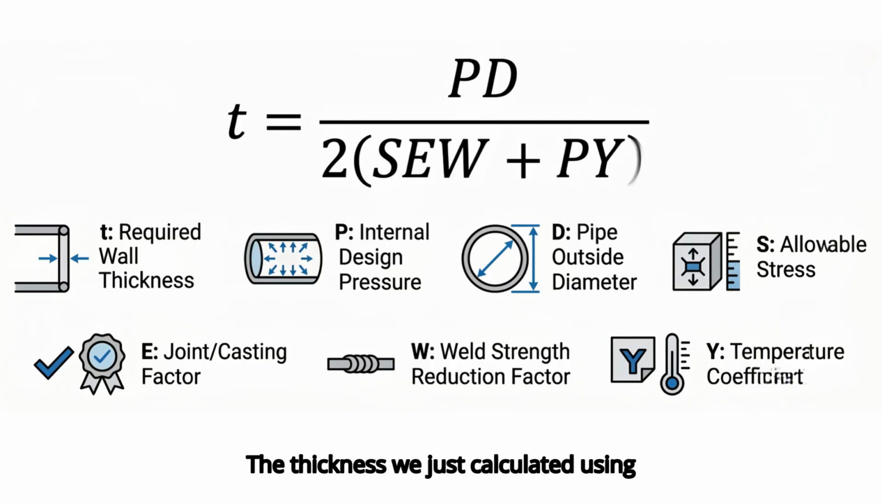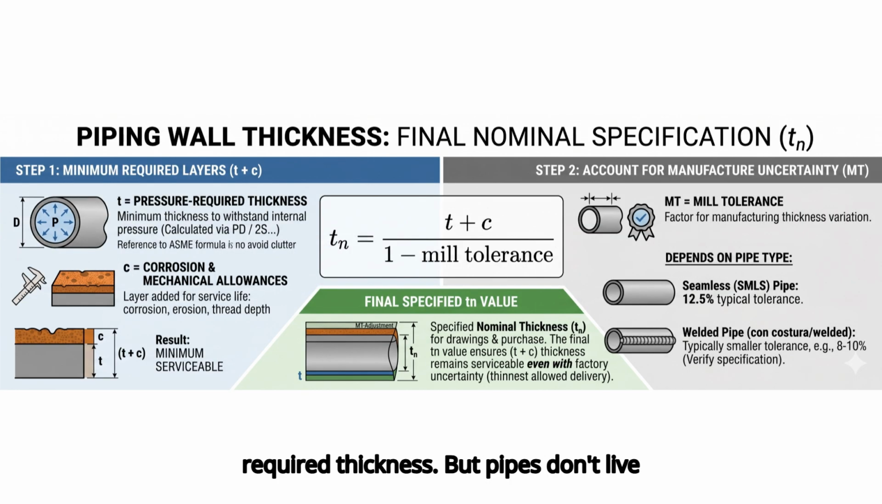The thickness we just calculated using the ASME formula is the minimum required thickness. But pipes don't live in a clean laboratory. They live in harsh field environments. This is where tolerances come into play. First, we have corrosion allowance C. If your process fluid is aggressive, you must add that extra millimeter or 2. If you ignore this, your pipe will reach its structural limit long before the project's life cycle is over.